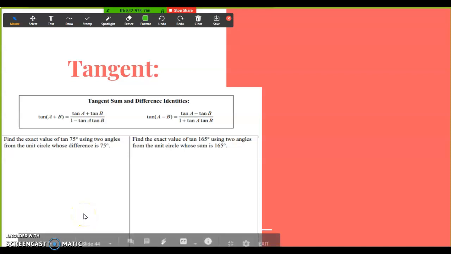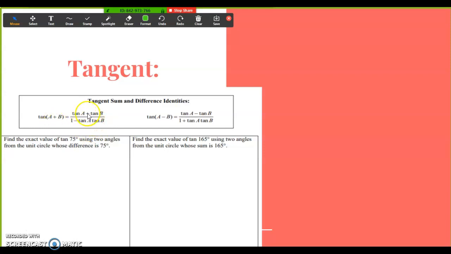All right, let's look at sum and difference for tangent. Sum and difference for tangent. If you look at the formula, you have this pattern where you're taking the tangent of angles A and B, you're adding them in the numerator. The denominator, you're taking 1 minus the tangents being multiplied.